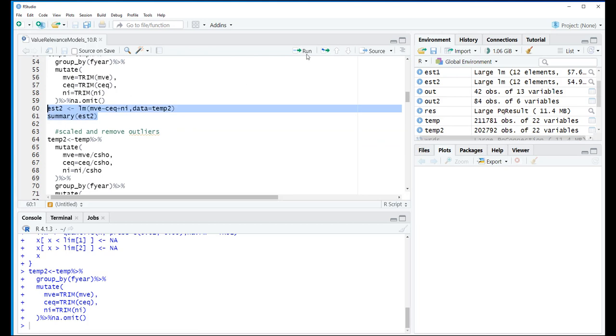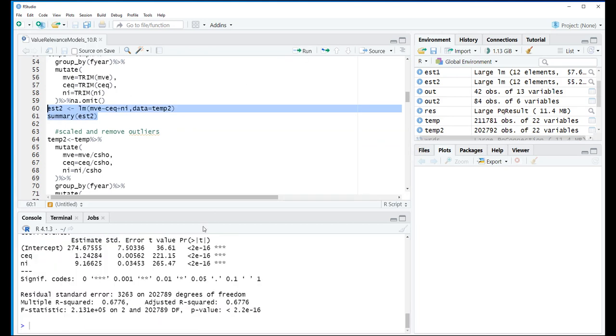Run the regression, same regression, just the different data set. Notice it's fairly close. The coefficients get a little bit bigger. The R-squared's a little stronger, so now we're at 68%. Still around 1 for book value of equity, and still around 9 for net income.